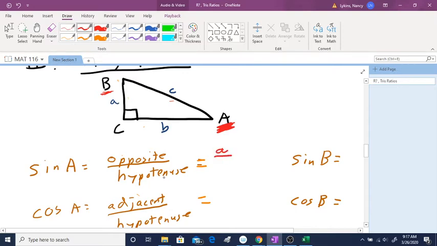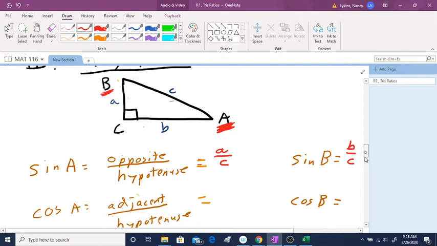Now a new term is the hypotenuse. The hypotenuse is the longest side, or the side opposite the right angle, which is little c. So I'm going to put a over little c. Now let's take a look at the sine of B. Sine of B is the opposite of big B, which is little b, and then it's always over the hypotenuse, which is c. The hypotenuse is always going to be c.